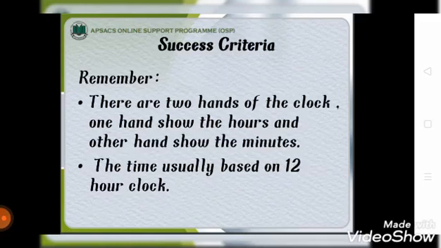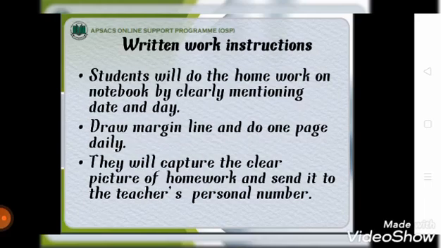Success criteria is: remember, there are two hands of the clock. One hand shows the hours and the other hand shows the minutes. The time is usually based on a 12-hour clock. Written work instructions are: students will do the homework in the notebook by clearly mentioning date and day. Draw a margin line and do one page daily. They will capture a clear picture of the homework and send it to the teacher's personal number.